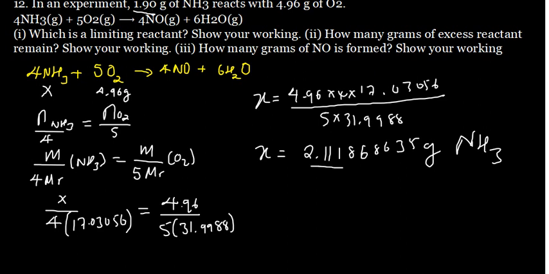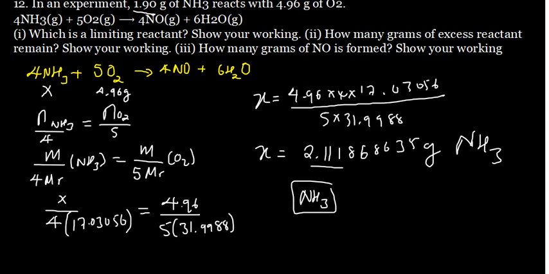So that statement is very important for us to state when you are determining the limiting reagent. So I'm going to say, since the mass of ammonia that is required to react with the mass of oxygen given is more than the mass of ammonia present, ammonia is going to be used up first. Therefore, ammonia is the limiting reagent. So ammonia is the limiting reagent in this reaction.